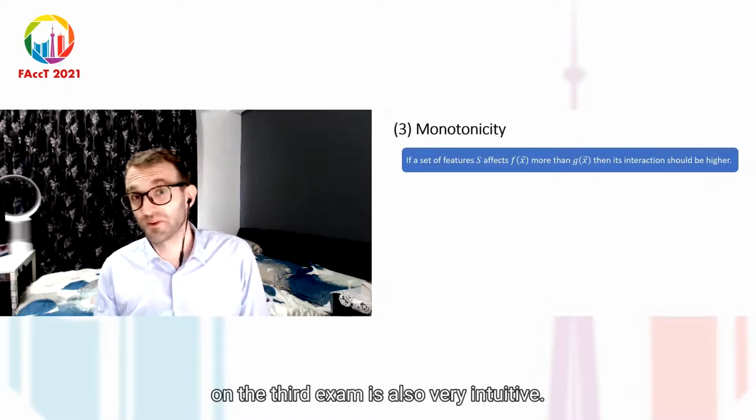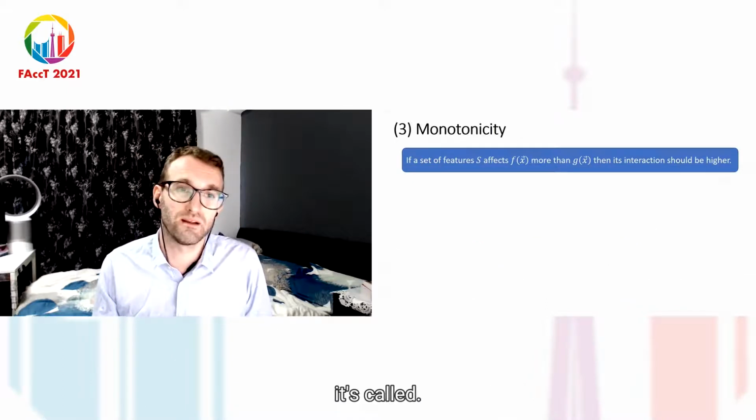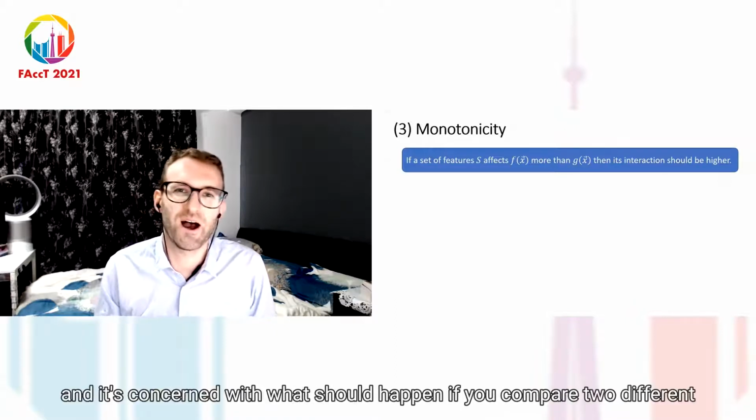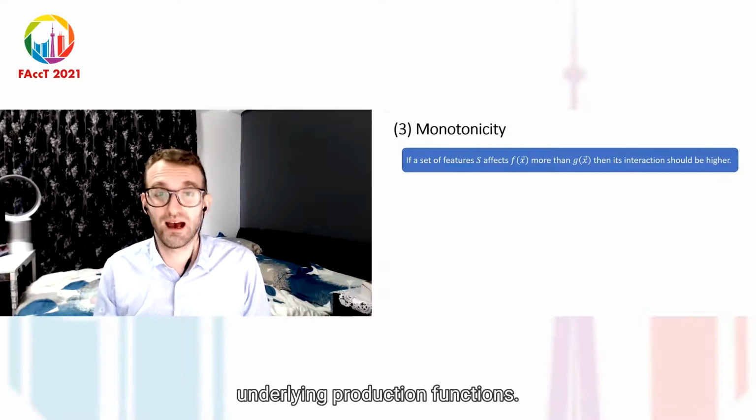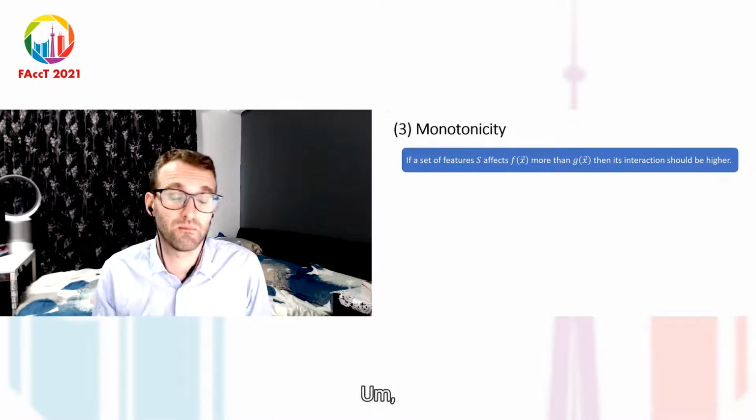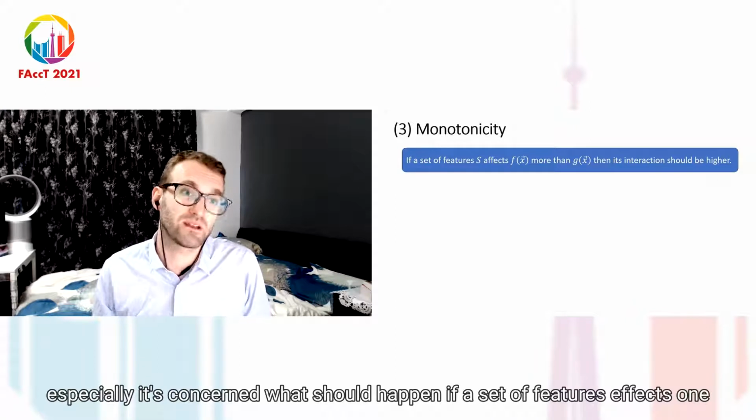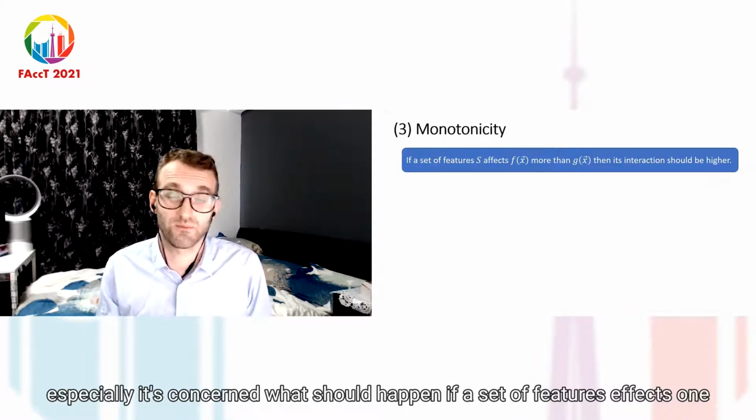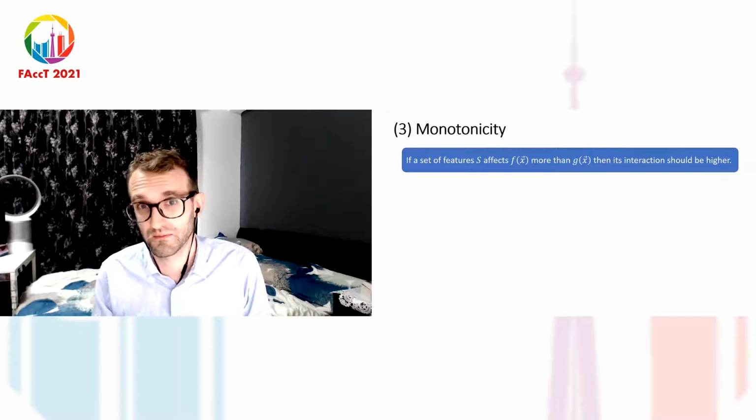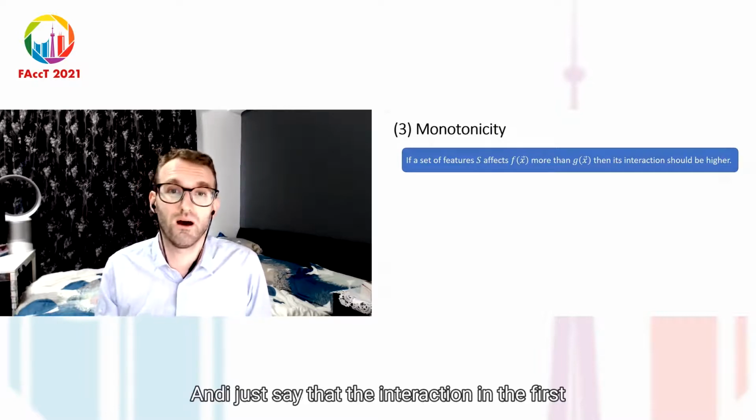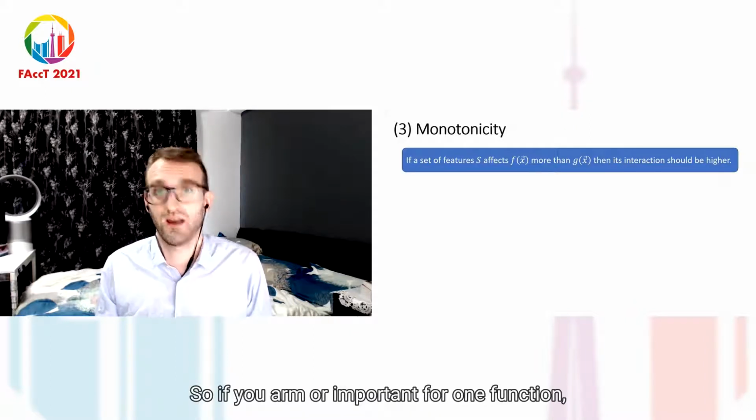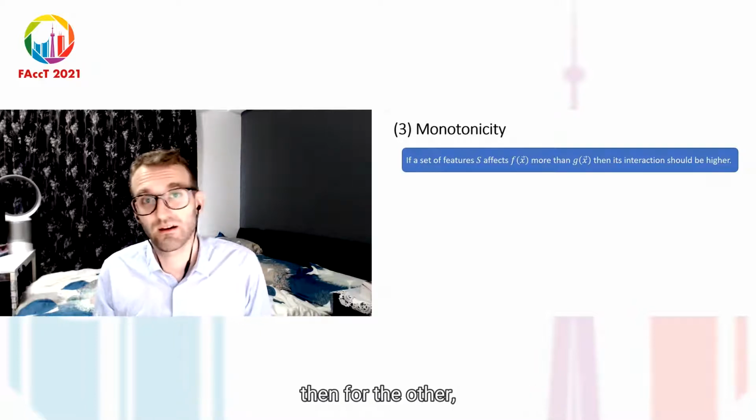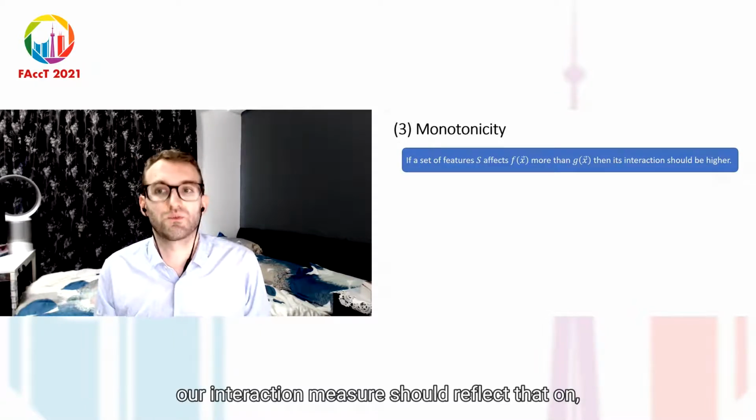And the third axiom is also very intuitive. We call it monotonicity, and it's concerned with what should happen if you compare two different underlying prediction functions. Especially it's concerned with what should happen if a set of features affects one function more than it affects the other. And we just say that the interaction in the first case should be higher. So if a set of features is more important for one function than for the other, our interaction measure should reflect that.